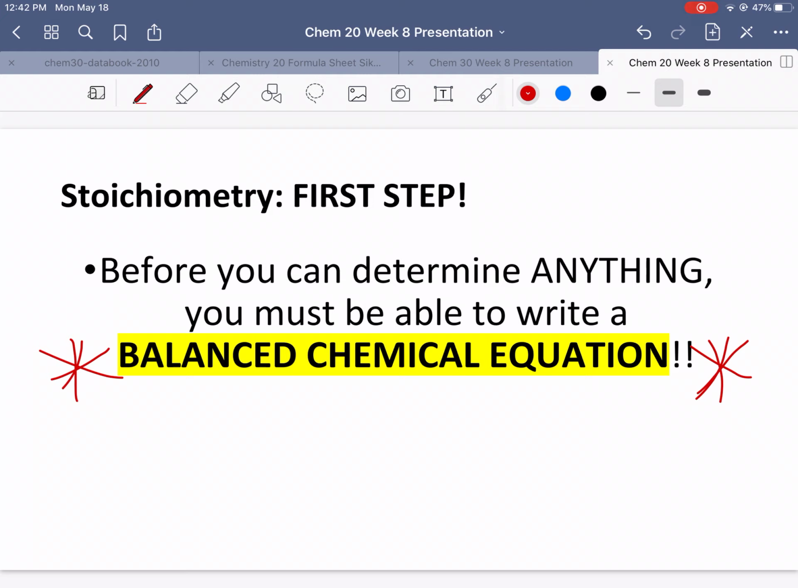So if you slacked off last week, you're going to feel it. You're going to feel it for the rest of the course. And Chem 30 is going to super suck. You need to know your reactions, guys. You need to take the time for it.